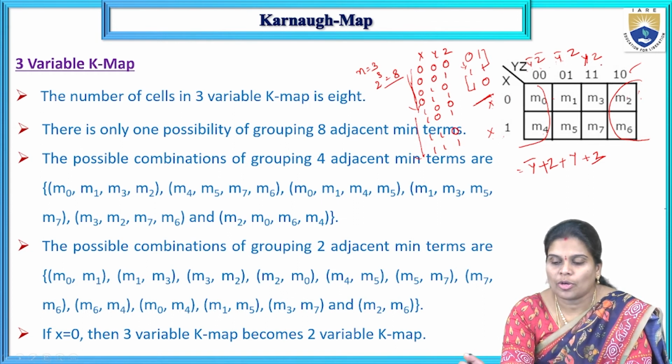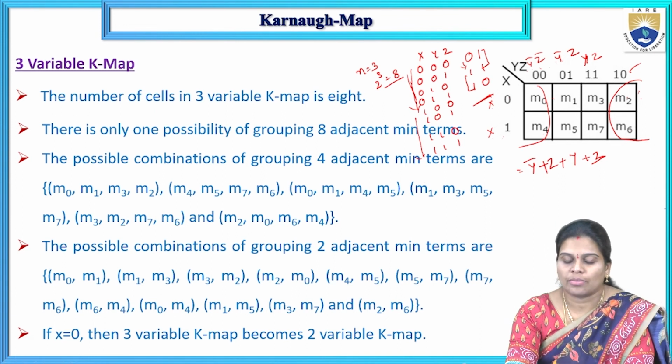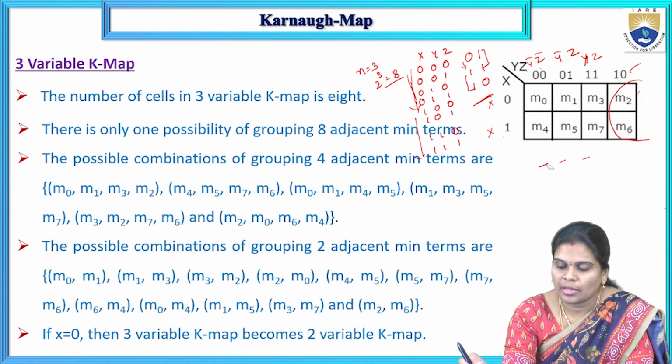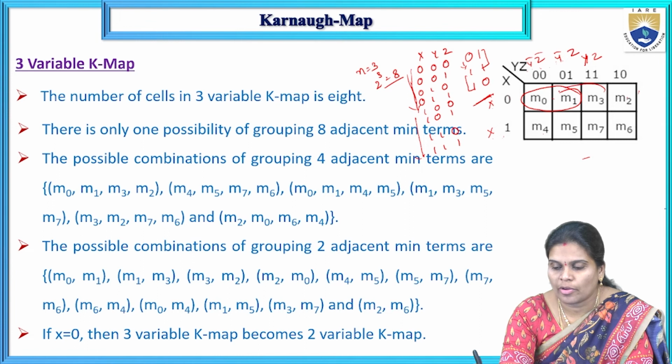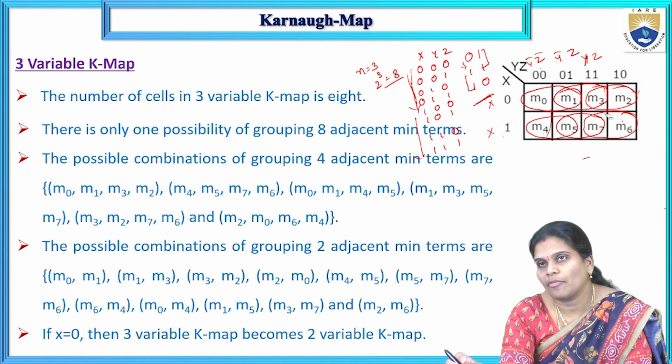Next, we can form groups of two adjacent terms. Either we can form M0 and M1, this is one group. Next one M0, M1 and M3. Similarly, M3 and M2. Next one M4 and M5, M5 and M7, M6 and M7. Similarly, M0 and M4. So these are already all the groups.